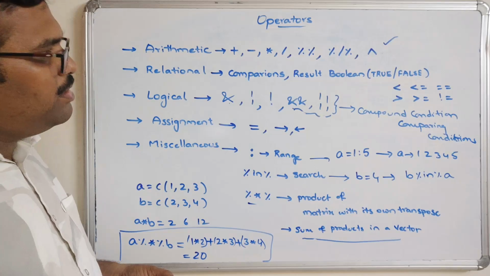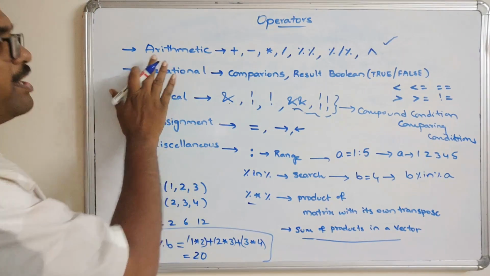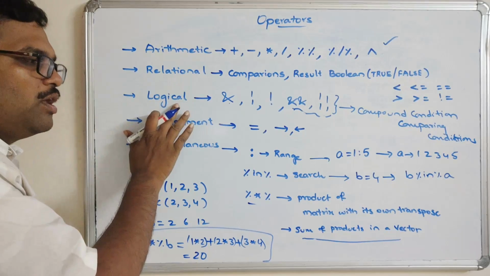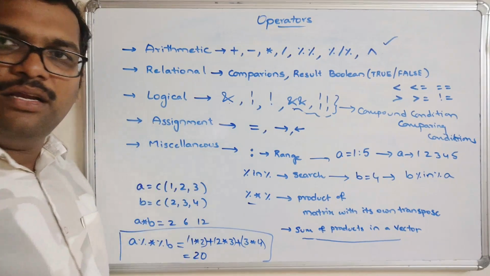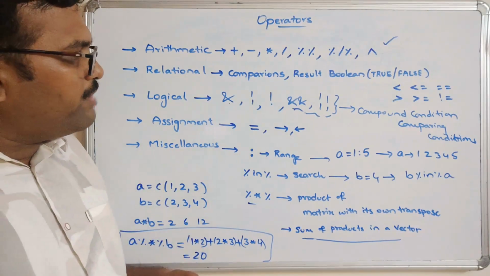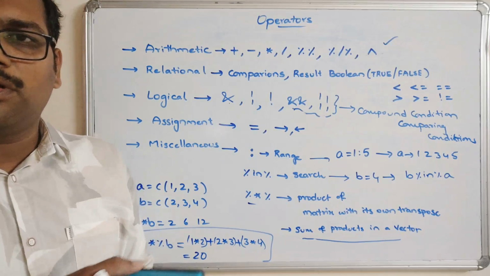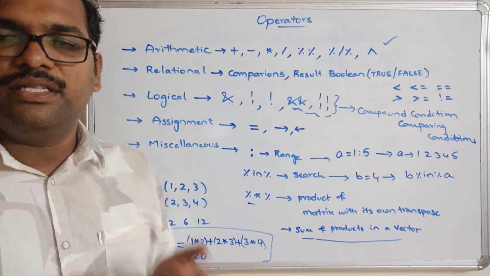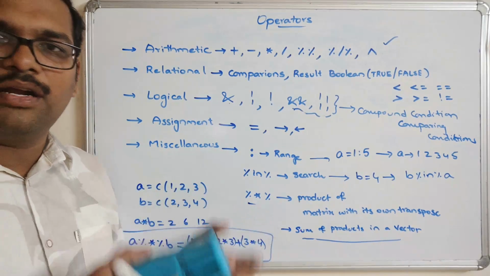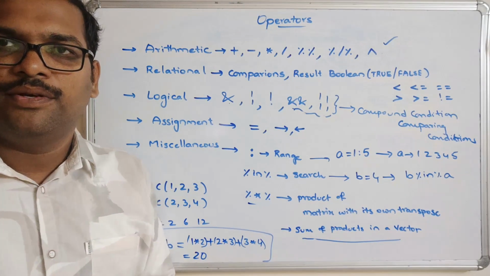So these are all the operators which are supported in R programming: arithmetic operators, relational operators, logical operators, assignment and miscellaneous operators. Other programming languages also use the same operators, but some representation will be different. The symbols to represent the operator will change from one language to another, right?